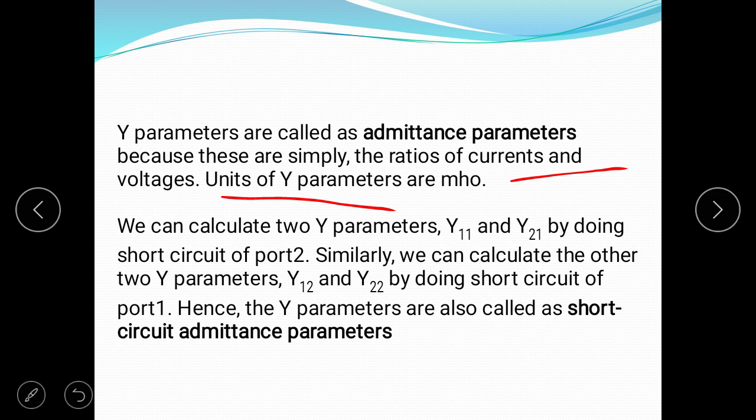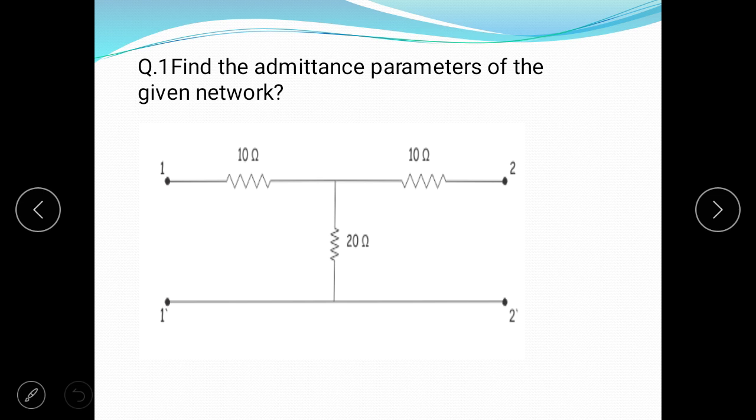So we can calculate two Y parameters, Y11 and Y21, by short circuiting port 2, and similarly we can calculate the other two parameters, Y12 and Y22, by short circuiting port 1. Hence, the Y parameters are also called short circuit admittance parameters. Now we take an example. In the given question, we have to find the admittance parameters.